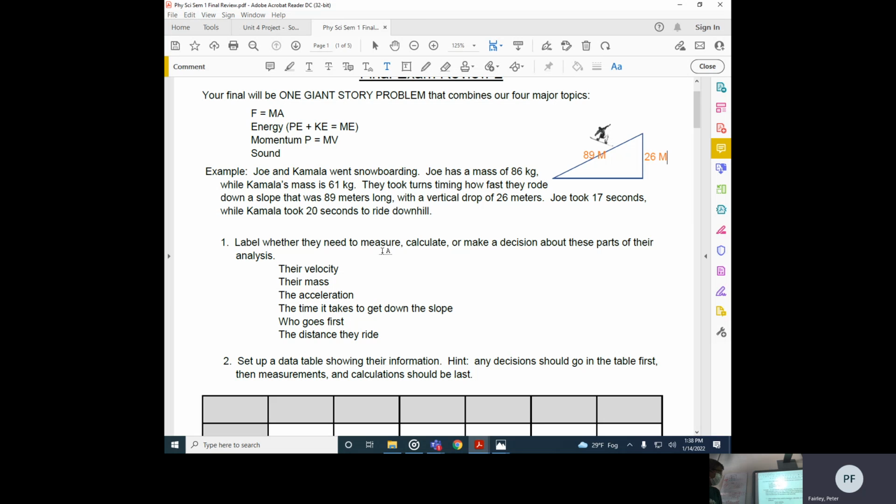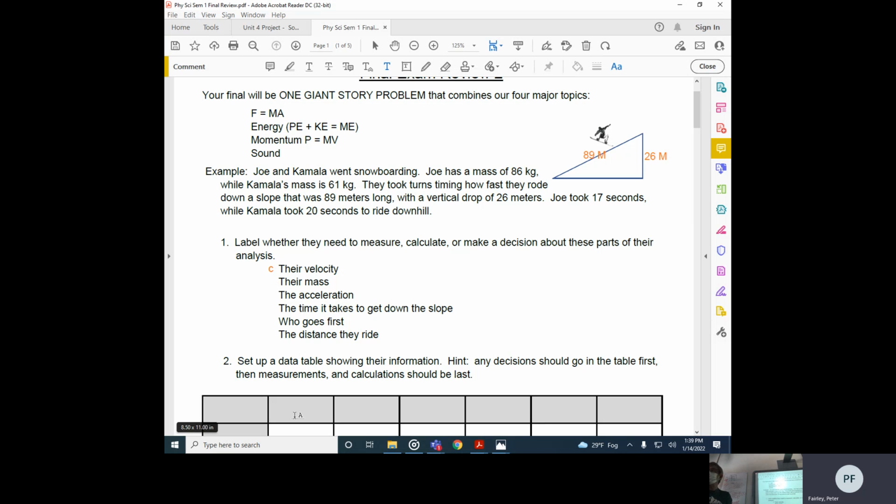Velocity. Did we measure, calculate, or make a decision about that at the beginning of the experiment? Velocity. Did we measure their velocity? I would totally agree. We've measured their velocity. Well, excuse me, that's not right. We didn't measure it. We have to calculate it. My mistake. We have to calculate their velocity. We don't know what it is until we do the math, correct?